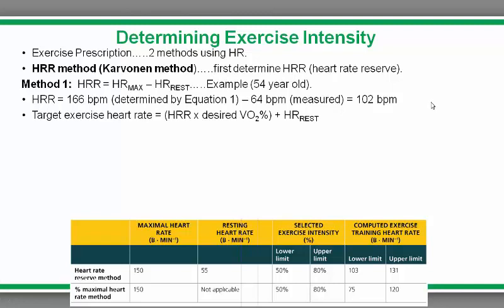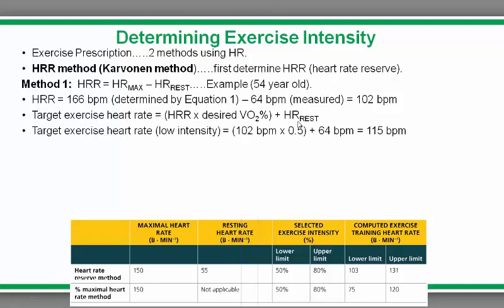In terms of determining a target exercise heart rate, we would just take the calculated heart rate reserve, we multiply it by a desired VO2 level, and that's the oxygen consumption level, which is a reflection of the exercise intensity that a person might be interested in. It could be a moderate level of exercise or a high level of exercise, and then we take this quantity and we add it to the resting heart rate.